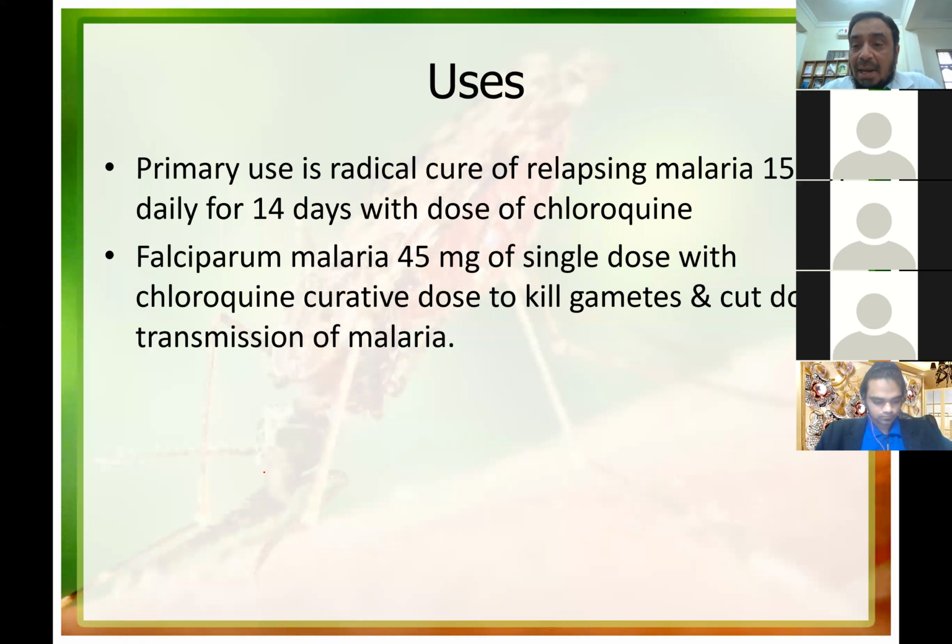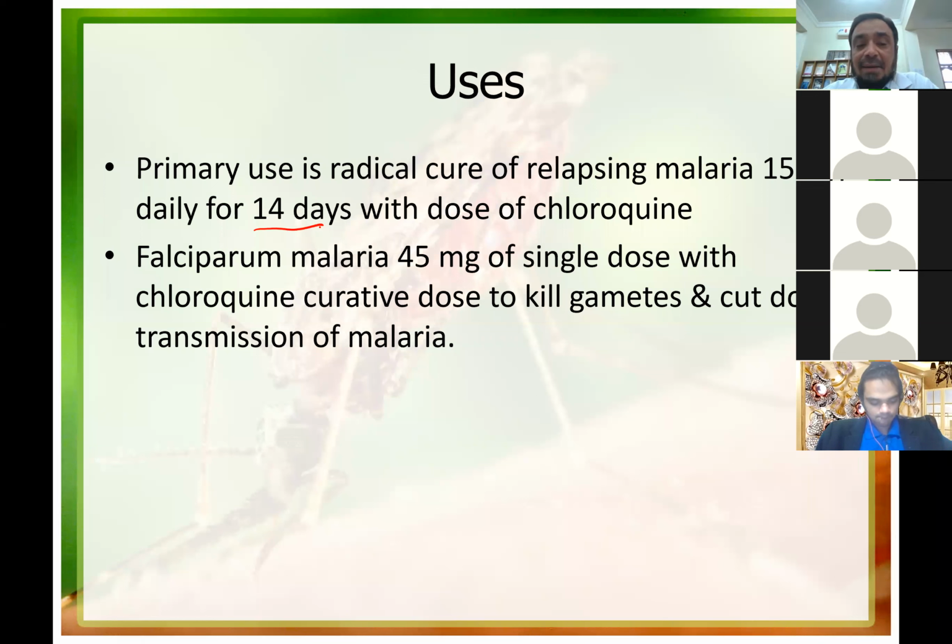What is the use of primaquine? Primaquine is used for radical cure of malaria. Radical cure means complete eradication of the malarial parasites in case of vivax and ovale malaria. So after chloroquine, you give primaquine in the dose of 15 milligram for 14 days, right?